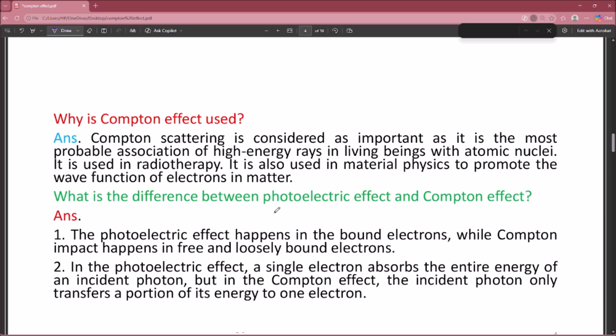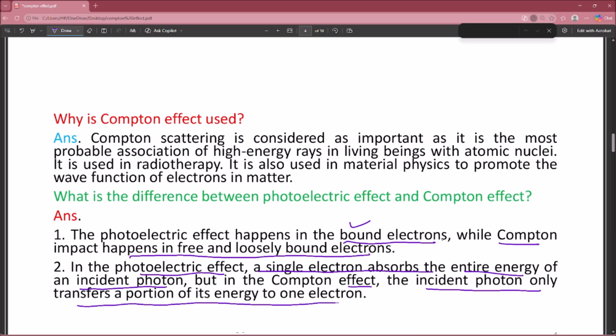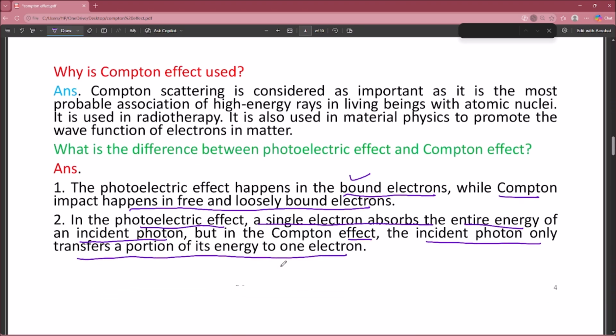And what is the difference between the photoelectric effect and Compton effect? The photoelectric effect happens with a bound electron, while the Compton effect happens with a free or loosely bound electron. This is the basic difference between them. In the photoelectric effect, a single electron absorbs the entire energy of the incident photon, but in the Compton effect, the incident photon only transfers a portion of its energy to one electron. So there is an absorption in one case and a transfer of energy in the other.